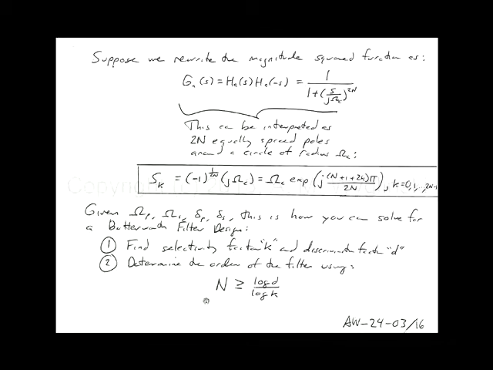For instance, filter order. First of all, calculate the selectivity and discrimination factors. Then take the log of each and divide them. That will give you the minimum value for the order, n. So now you know what the order is. Now you know that 2n of those poles are going to be placed on that circle. What's missing? Omega_c.